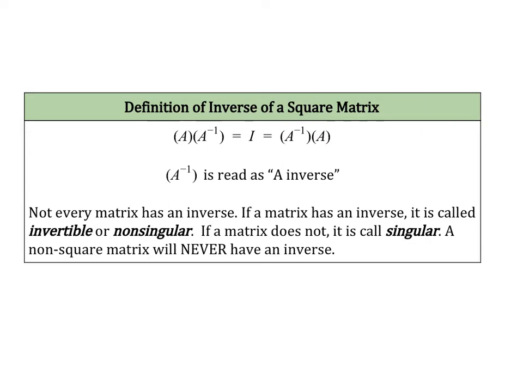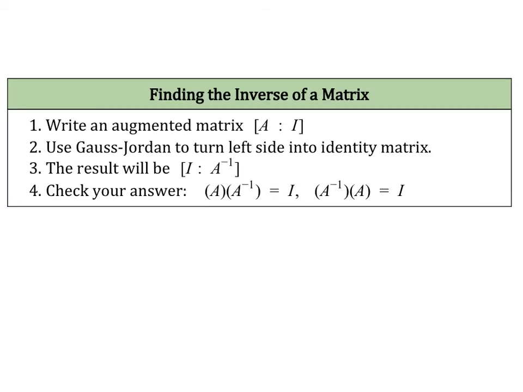It's really important to know that only square matrices have inverses. So a non-square matrix will never have an inverse. That's very important. But even if it is a square matrix, that does not necessarily mean that it has an inverse. Some square matrices have inverses and they are called invertible or non-singular, but some do not and they're called singular. So the process of finding the inverse is as follows.